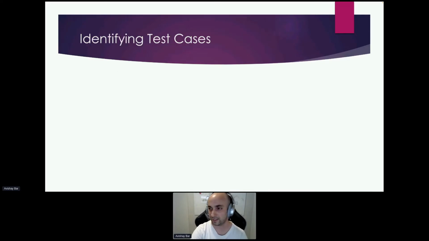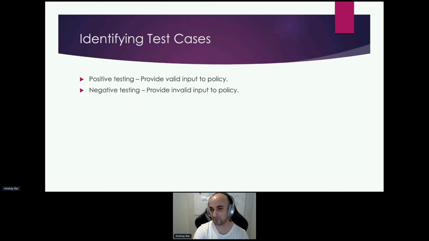So for identifying test cases, after we understood the use case for our policy, we usually wanted to perform some basic test cases on each of our policies. So the first one is positive testing. Simple. We want to make sure that we provide valid input to the policy and see if it behaves as expected, right? The second one is negative testing. We provide invalid input to a policy, oppositely from positive testing, and we want to verify that the policy handles the incorrect input and it fails safely, and the resources are not impacted by that input.